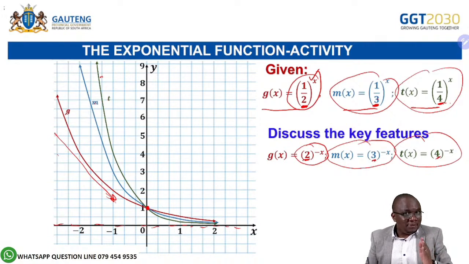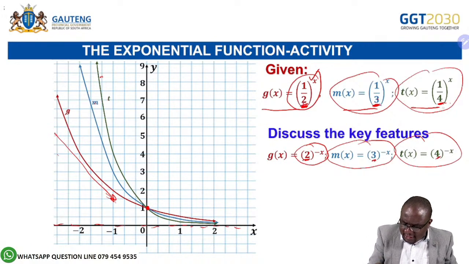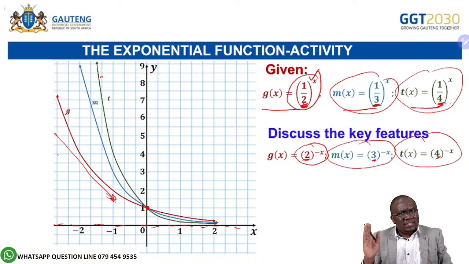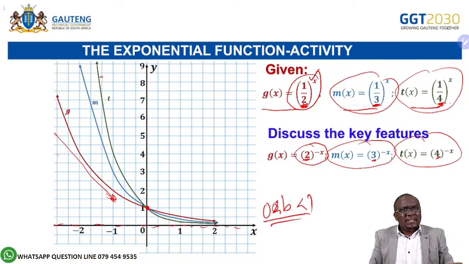I really hope it is clear. I know I tried, but it was difficult for me to explain this, but I hope you understand. Just look at the denominators. As the denominators increase, the graph becomes what? Steeper. That is for when b is between 0 and 1. Then the graph is a decreasing graph.